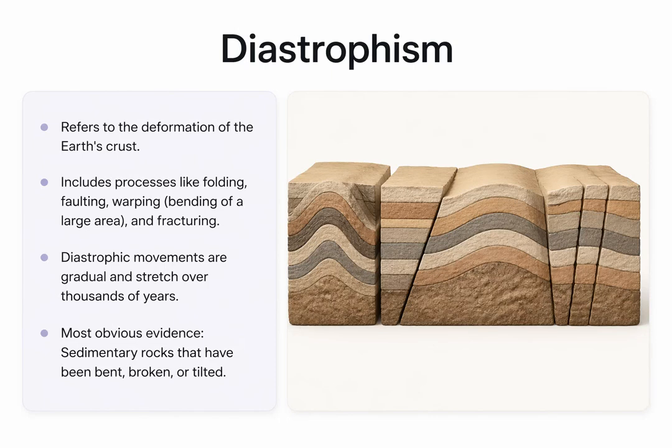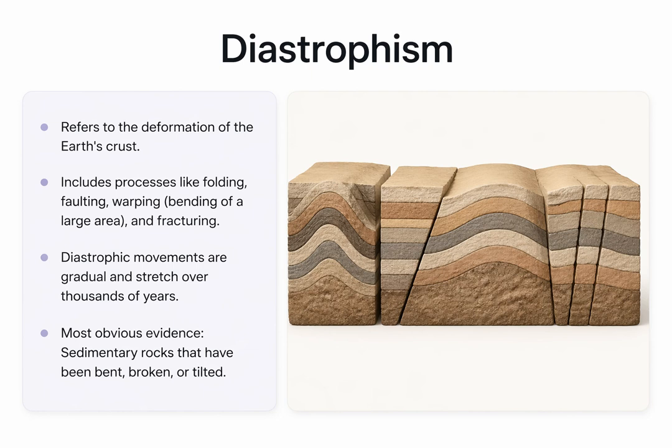This term refers to the slow, relentless deformation of the Earth's crust. It encompasses processes like folding, faulting, fracturing, and warping, which is the bending or twisting of a massive area of land. Unlike a sudden earthquake, diastrophic movements are incredibly gradual, often stretching out over thousands or even millions of years. Because it happens so slowly, we usually only realize it occurred by looking at the geological record.